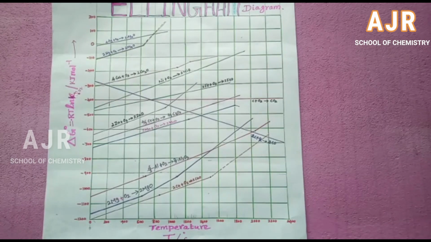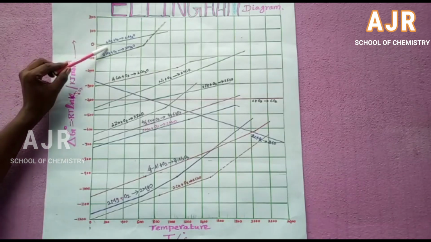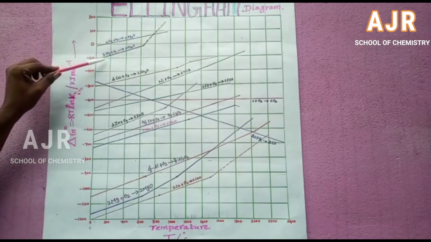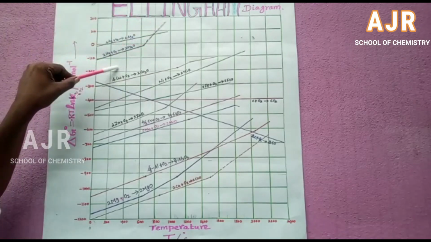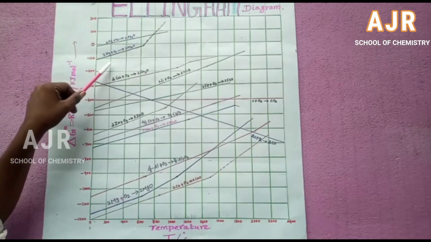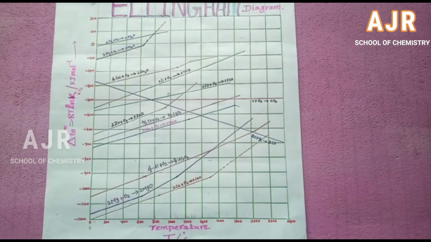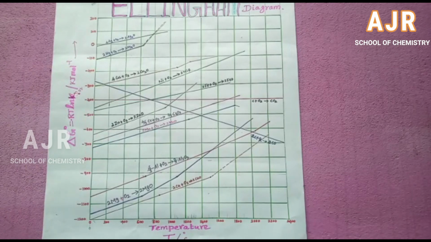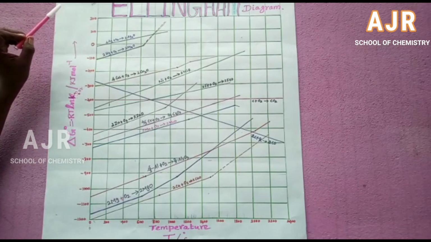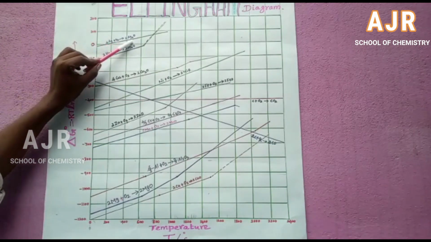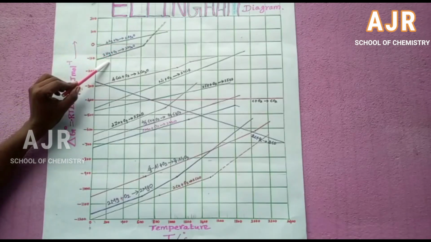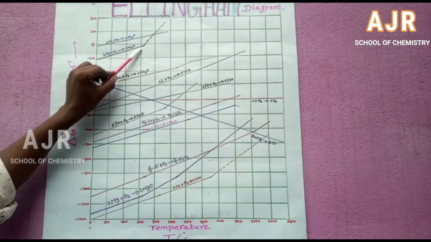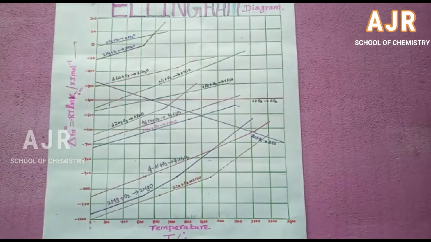If you look at the Ellingham diagram, for the formation of Ag2O and H2O being in the upper part, their decomposition temperatures are 600 Kelvin and 700 Kelvin respectively. For Ag2O, the decomposition temperature is 600 Kelvin, and for H2O, the decomposition temperature is around 700 Kelvin.